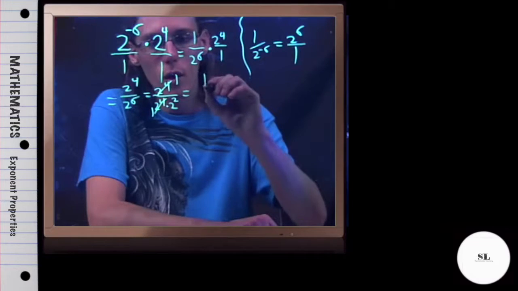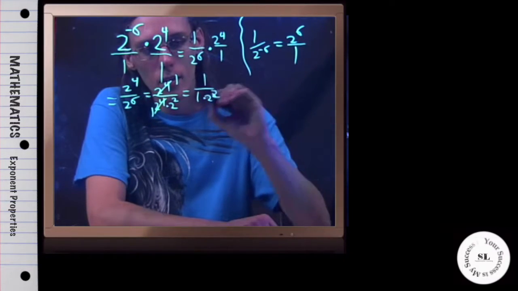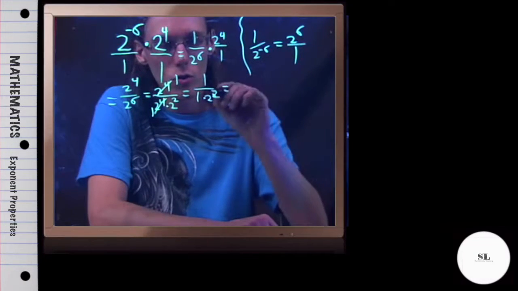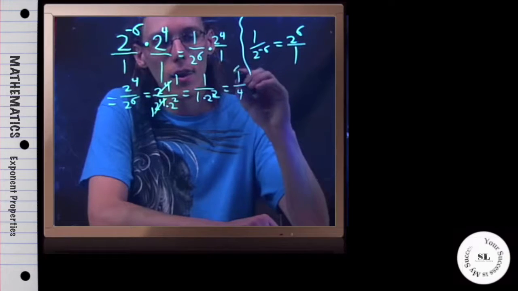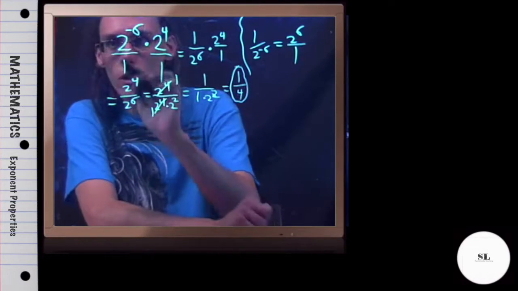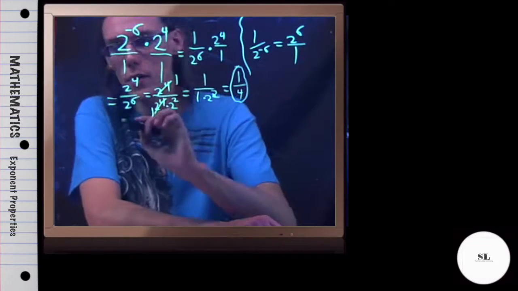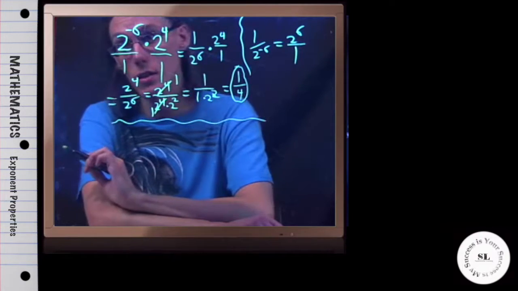I wind up with 1 over 1 times 2 squared, which 2 squared is just 4, so this comes out to be just 1 over 4. And so that is the answer. And now, just in case you're not too comfortable with that way of doing it, let me show you one other way, just because there's so much freedom here on what order you do these things in.